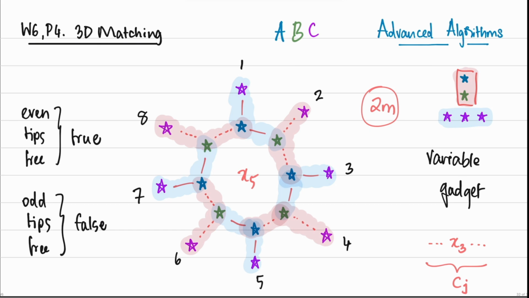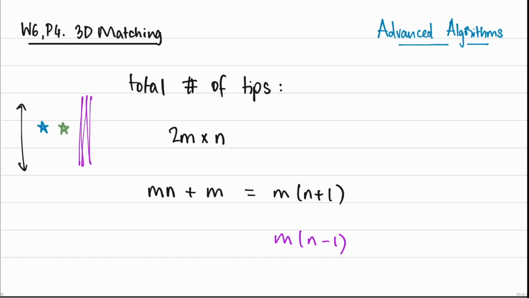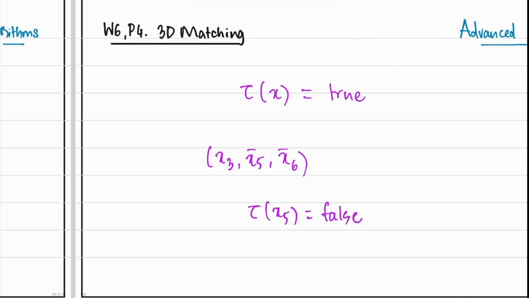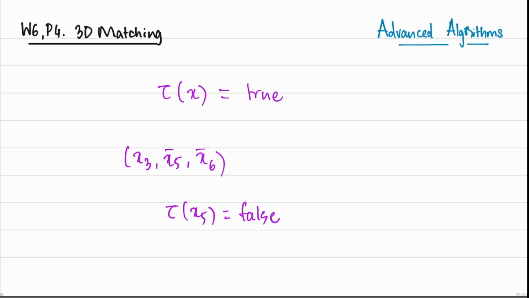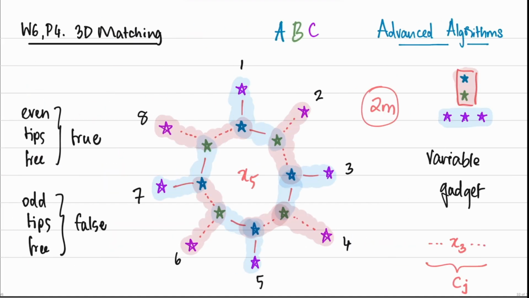So each clause gadget will pick up one of these tips, and as we discussed, that's going to leave us with m into n minus 1 of the free tips that are not yet covered, and then we can use the cleanup gadgets to simply take care of those. So that tells us that if you have a satisfying assignment, then you can actually translate it into a way of finding a perfect three-dimensional matching in this reduced instance.